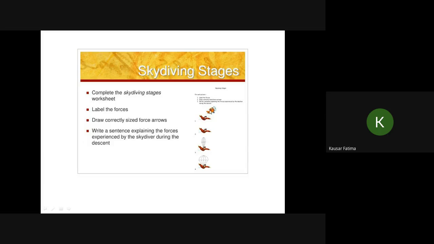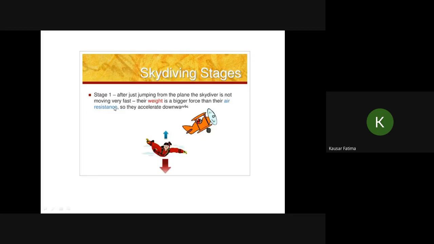Okay, here he has just dropped at this position, and here he is falling, and air resistance has come into action. Here he has opened the parachute, and the parachute is opened properly. So what will be the effect? Let us see stage 1. Just after jumping from the plane, the skydiver is not moving very fast. Their weight is a bigger force than the air resistance. He is moving due to his weight, so he will accelerate downward, and there is no air resistance just after jumping.